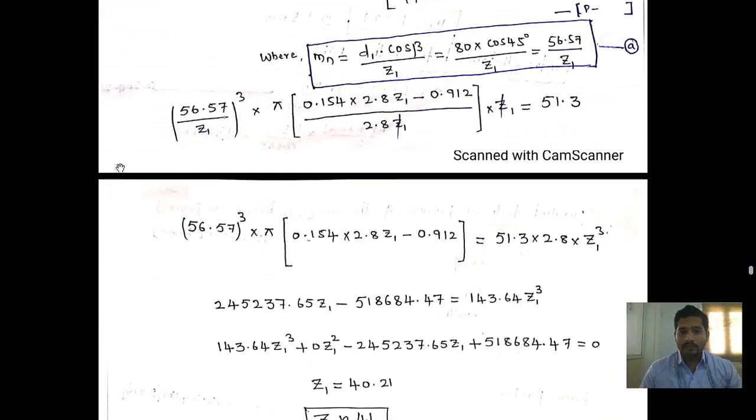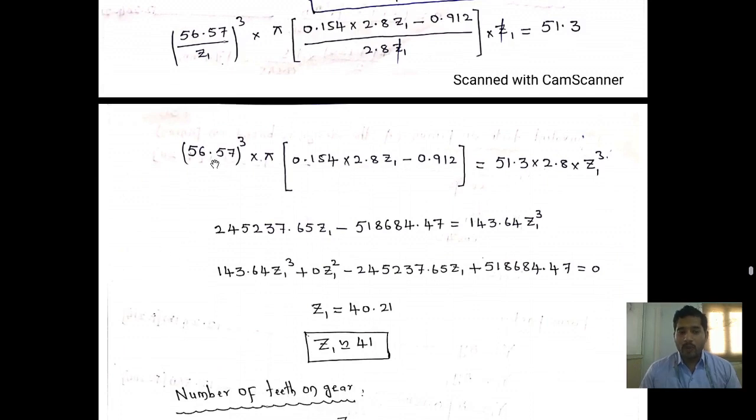Then here, this z1 whole cube, just cross multiply. It becomes z1 whole cube, the 56.57 cube into pi, and if you divide this value, you will get 0.154 into 2.8 z1, then minus 0.912. This 2.8 we cross multiply here: 51.3 into 2.8 into z1 whole cube. Clear? After that, you need to multiply 56.57 whole cube into 3.142 into 0.154 into 2.8.